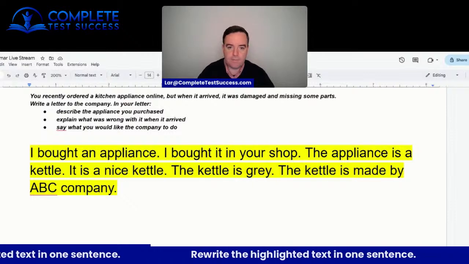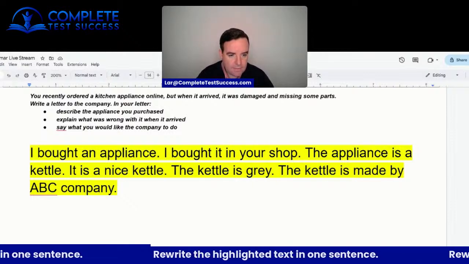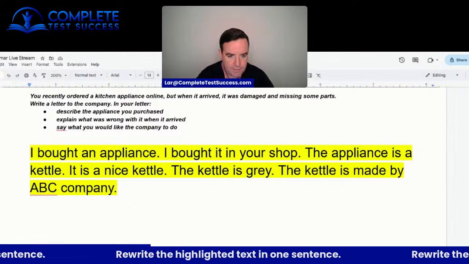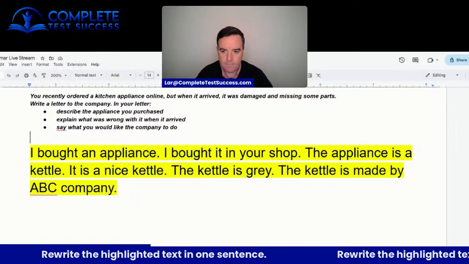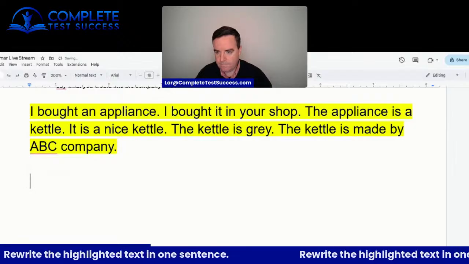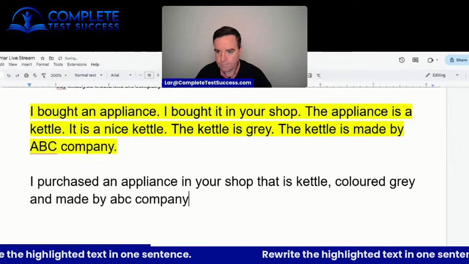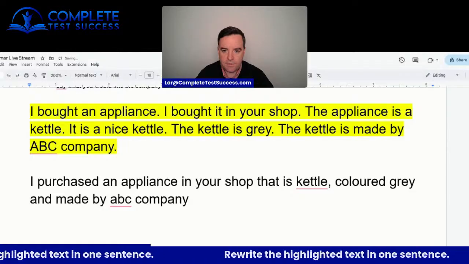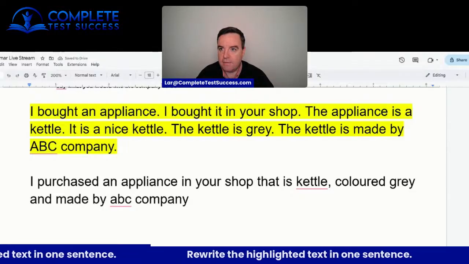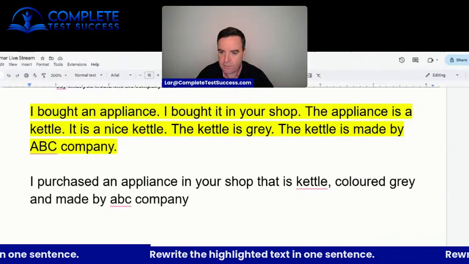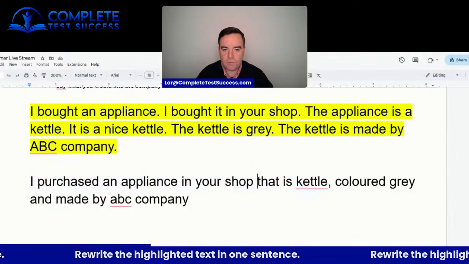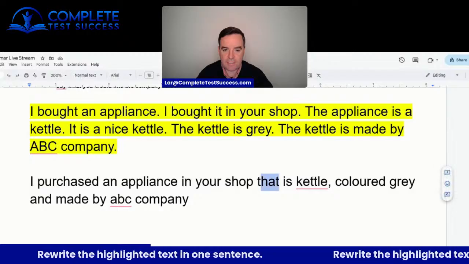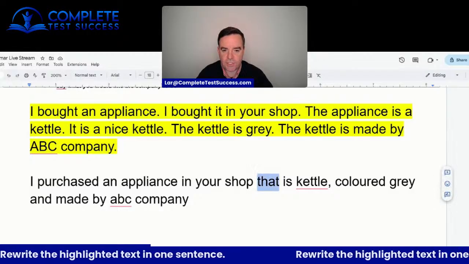Although, you know what? Let me take what you've written. Let's see what mistakes you've made. All right, so here's your attempt at rewriting this. I purchased an appliance in your shop that is a kettle. So we don't have a relative pronoun like this, because in your shop that is a kettle.